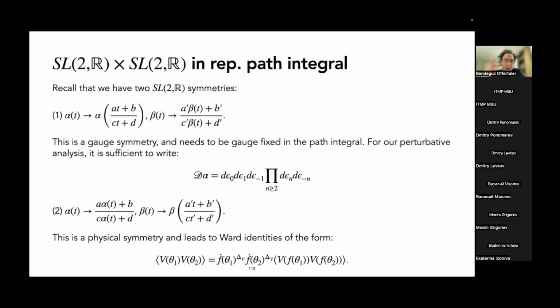And we also have this other SL2R symmetry, which acts on the target space AdS2 coordinates. So it physically moves the string around in the target space. So it's a physical symmetry, and it leads to Ward identities for the correlators in the reparametrization path integral. So in particular, these Ward identities are what ensure that our correlators are properly SL2R invariant as they should be in a one-dimensional defect CFT. And these Ward identities are what fix the form of the 2- and 3-point functions and the 4-point functions up to a function of one conformal invariant cross ratio.